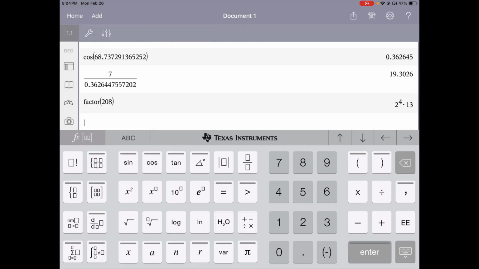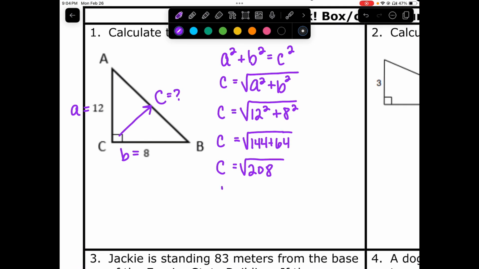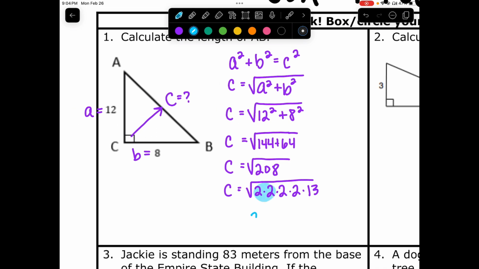So we're going to get the prime factors. So that's 2 to the 4th times 13. So 2 times 2 times 2 times 2 times 13. And then we're just going to take out the doubles. So that's a double. Okay, there we go. That's a double. And that's a double. And what's left is 13. So that'll be 4 square root of 13. I'll just put it down here. 4 square root of 13.